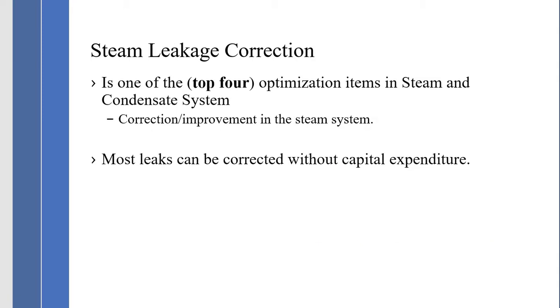Steam leakage correction is one of the top 4 optimization items in the steam and condensate system. Correction improves the system. Most leaks in the system can be corrected without capital expenditure, so it really makes it a very good optimization item.